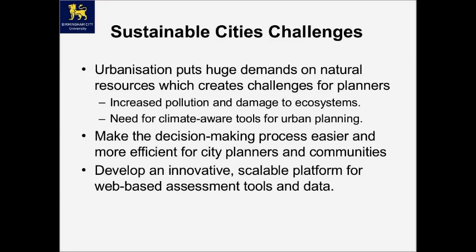And it's very clear from where we've been working that the idea of creating this scalable platform for assessment tools and data for use by cities around the globe is a really, really interesting proposition, because many of these are shared problems around the world. There's a huge amount of expertise being developed locally, but there isn't at the moment a simple way of actually making that accessible to other users.